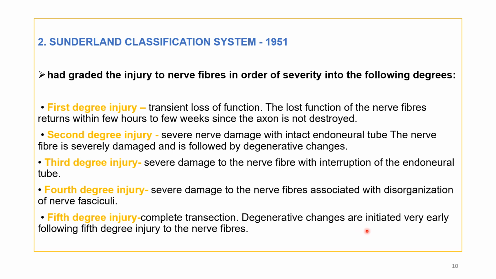So degenerative changes are initiated very early following fifth degree injury to the nerve fibers. The first degree is nothing but neuropraxia. Second, third, and fourth are nothing but axonotmesis. So it is a transient block, a lesion in continuity. The fifth degree is the division of the nerve. It is nothing but neurotmesis.